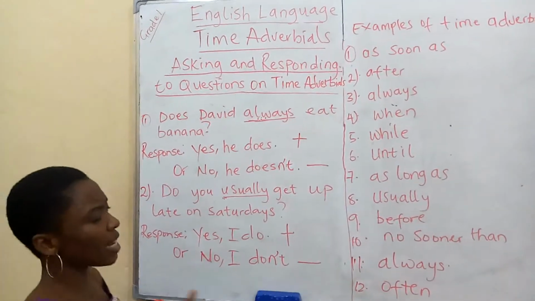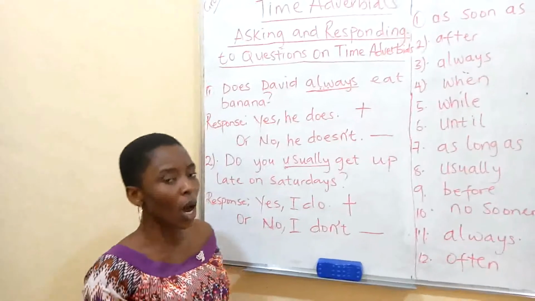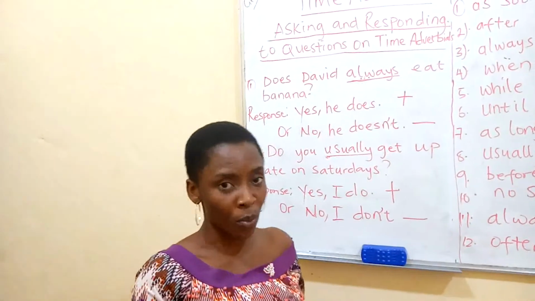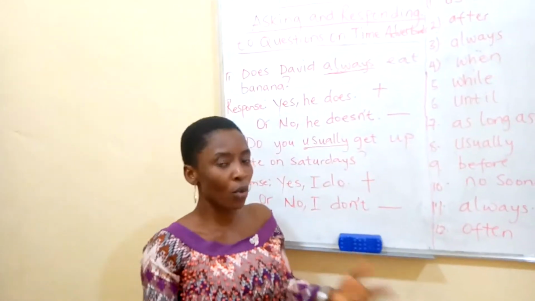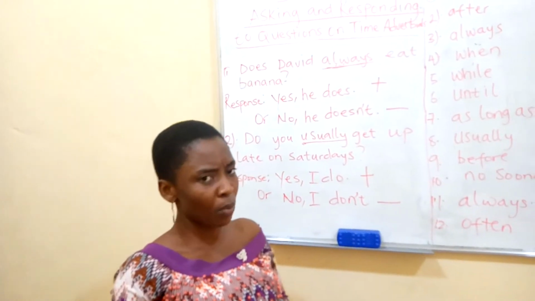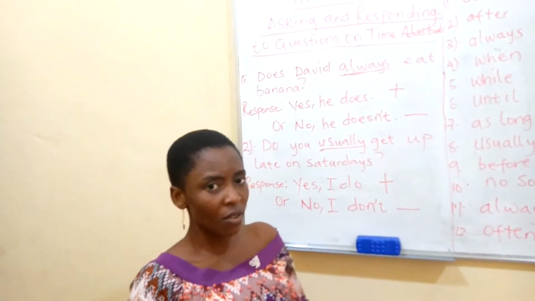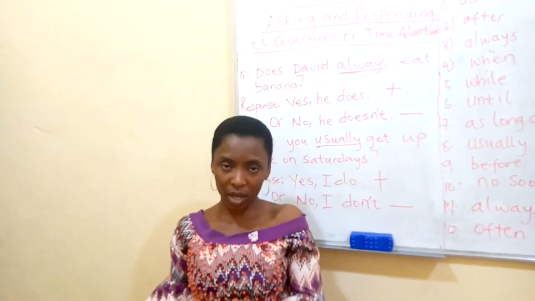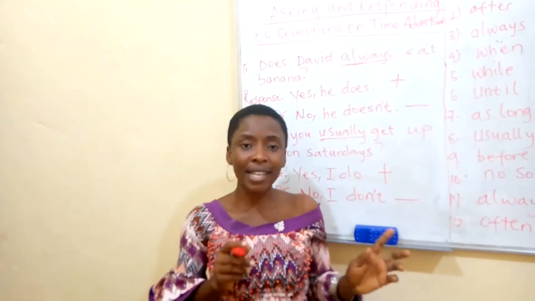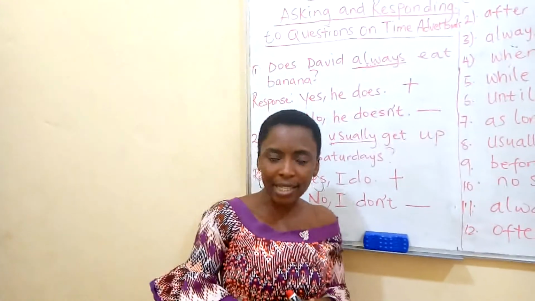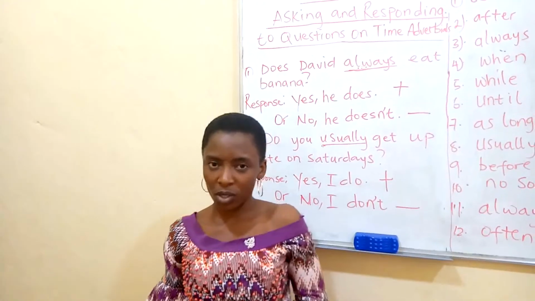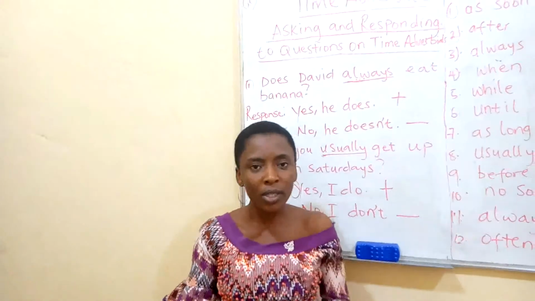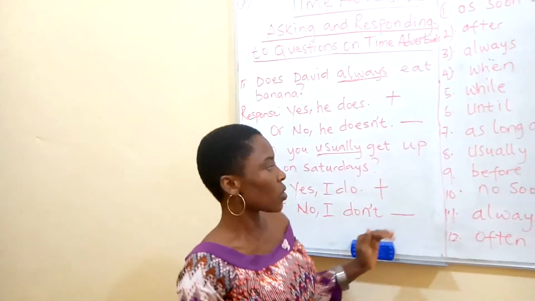Also, we can have an example like this: Will you come before we pray? What will be your response? In the positive, the response will be, yes, I will, or yes, I will come. The negative: no, I won't, or no, I won't come. Alright, so that is it.